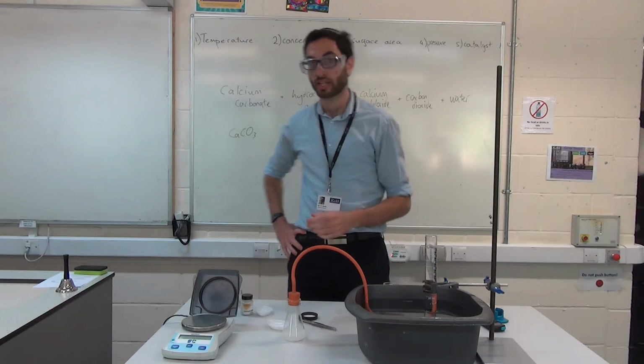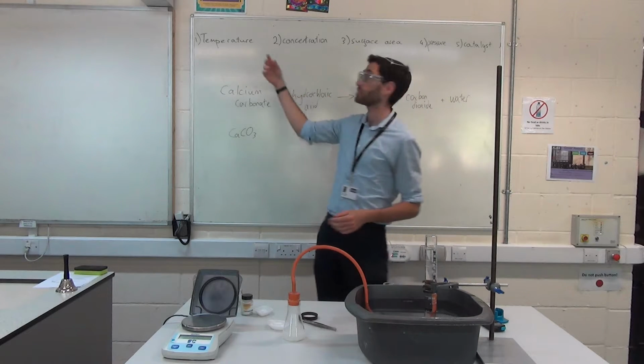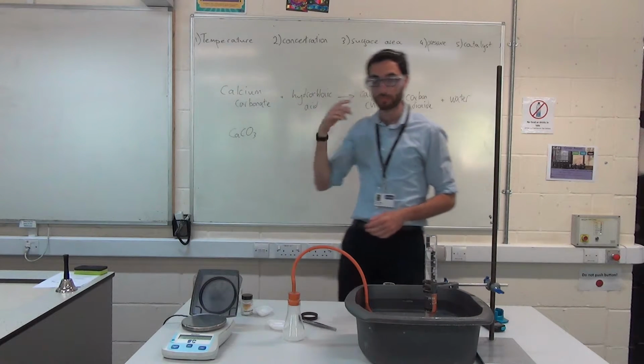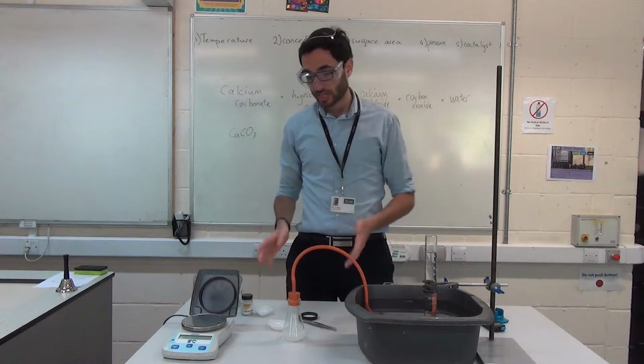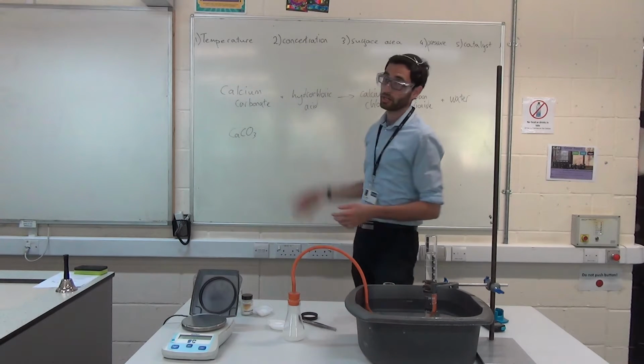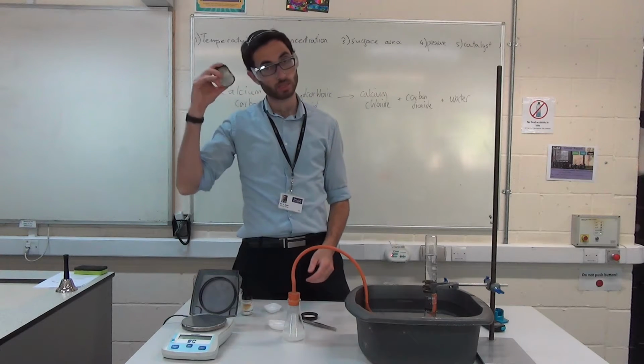What I'd do next, again, is I'd fix up one of these variables. So I might change the temperature or the concentration or whatever. I also need to think about the things I'm going to keep the same. So let's say I wanted to change the surface area of the marble chips. So I wanted to go from small ones to big ones.